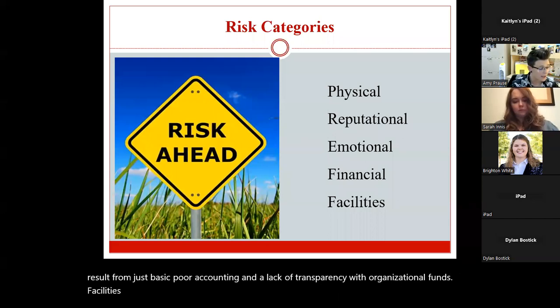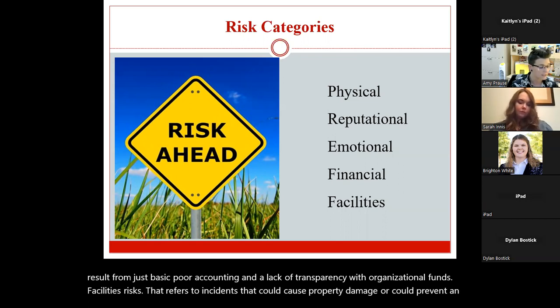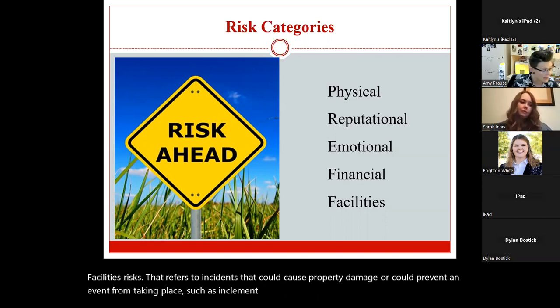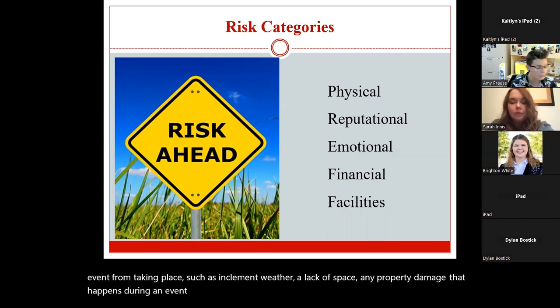Facilities risks refer to incidents that could cause property damage or could prevent an event from taking place, such as inclement weather, a lack of space, or any property damage that happens during an event. And then we also want to talk about facilities access and facilities safety when we talk about facilities risk.